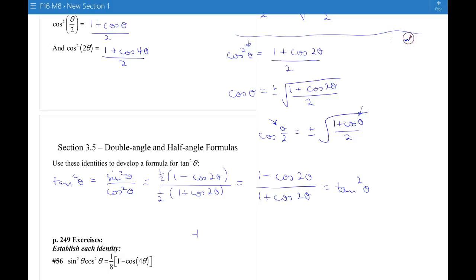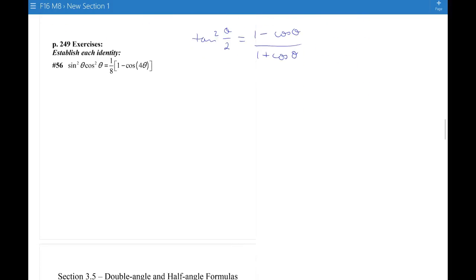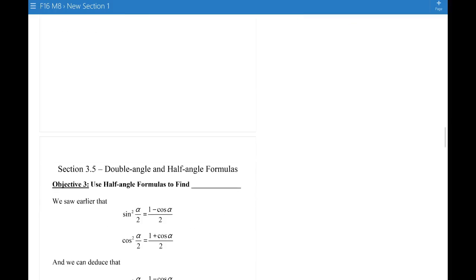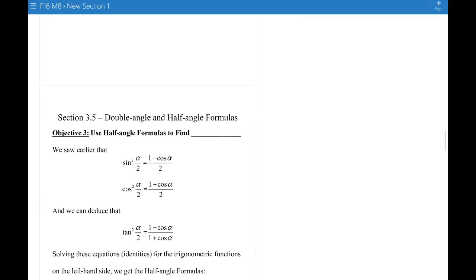And so if I want to know the tangent squared of the half angle theta over 2, it's going to be 1 minus the cosine of theta over 1 plus the cosine of theta. So we're going to establish some identities. We'll work on this one together. And then objective 3 is going to be to use half angle formulas to find exact values.